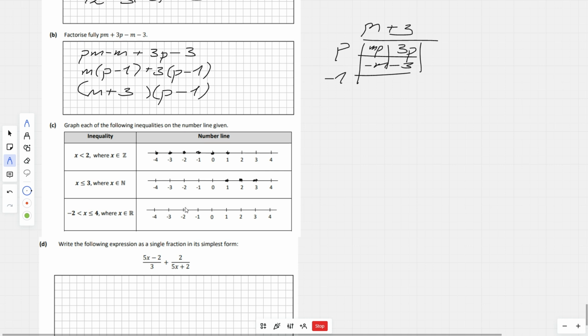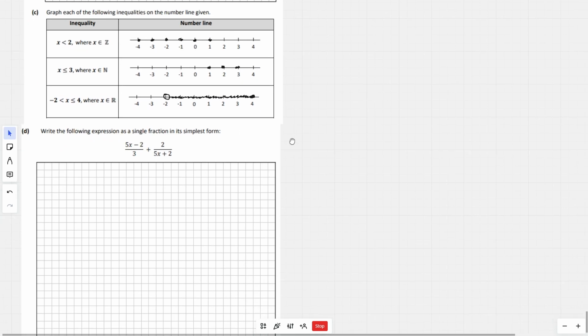So what we have to do is draw sort of a circle like this. This shows it gets very close, but doesn't actually touch. And then we'll just shade in the whole line, like so, because we have all of these numbers, they're all real numbers. Now 4, it actually does touch. It says x is less than or equal to 4. So we'll draw a dot here on 4. And that will be how we will answer question C.